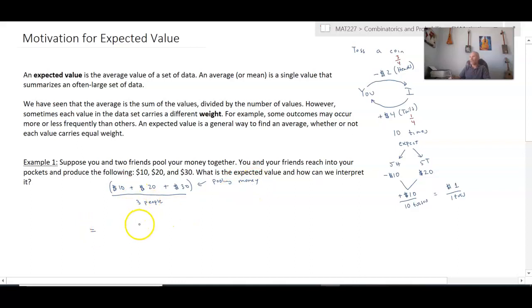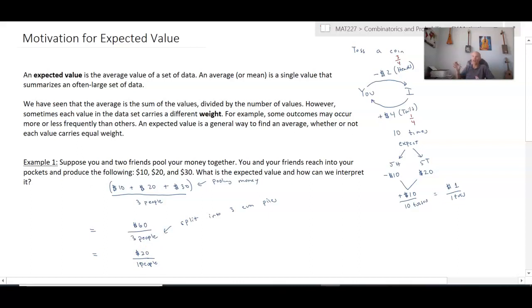And what that means then is that if we pool our money together, we have a pool of $60. And now we have this division by 3. Now it's 3 people. And when we divide, we're breaking it up into 3 even groups. So split into 3 even piles. And this means that each pile would constitute each person receiving $20.